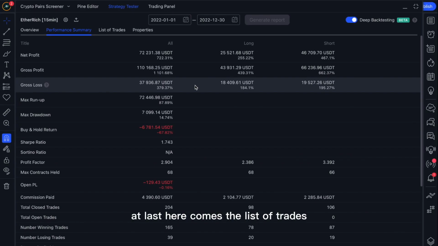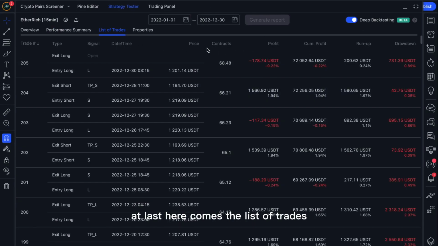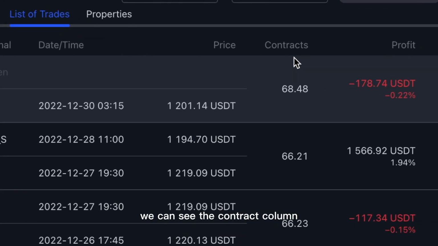At last, here comes the list of trades. We can see the contract column. The quantity here represents how many units of this currency you have positioned. For example, if you are trading Bitcoin, 10 contracts means that you have a position of 10 Bitcoin.